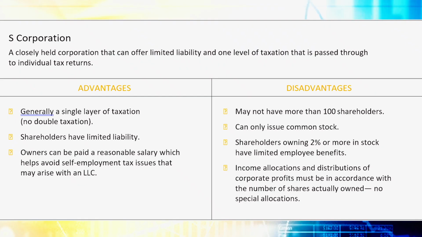Shareholders owning a 2% or more interest in the stock have limited employee benefits. Income allocations and distributions of corporate profits must be in accordance with the number of shares actually owned. No special allocations.